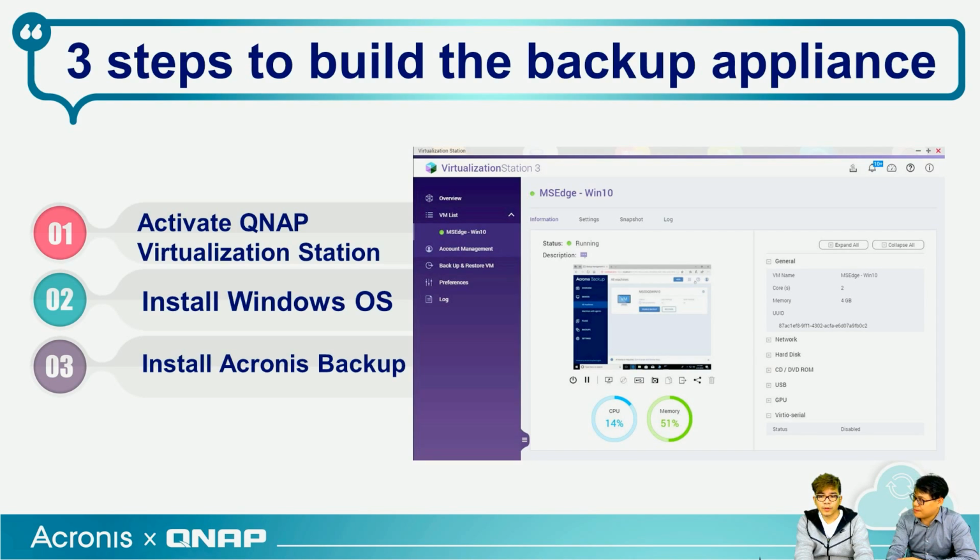So first, we need to have a QNAP NAS. Yes. And then we run Windows on a VM there, and then install Acronis Backup, and that's done. Very easy. So you can try it with your own NAS.